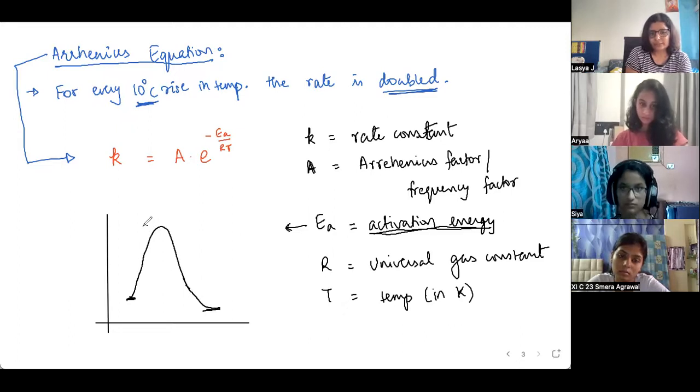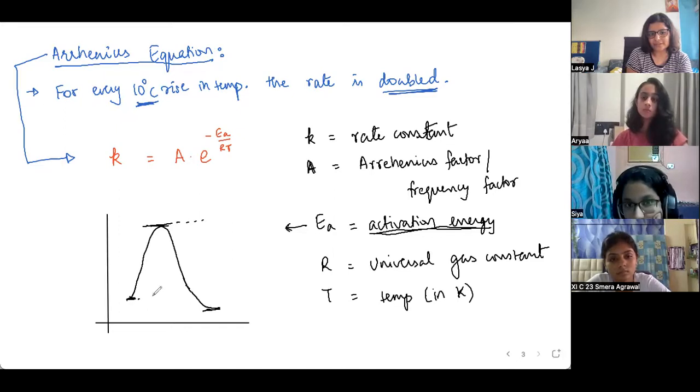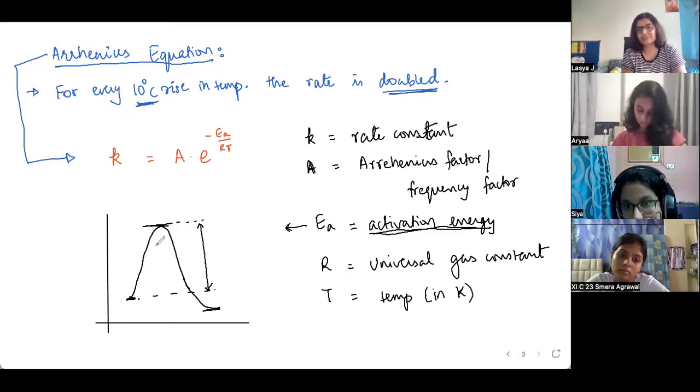So this difference in energy, from here to here, is what is required so that the reacting species can, metaphorically, get over the hill and then become products. So this difference in energy is called activation energy.